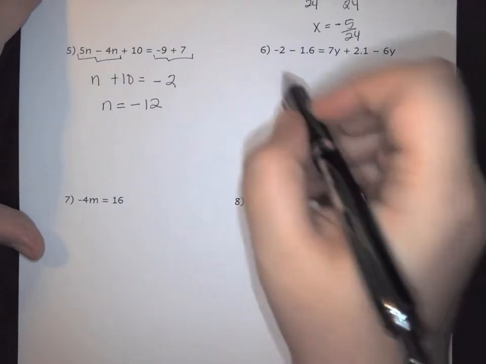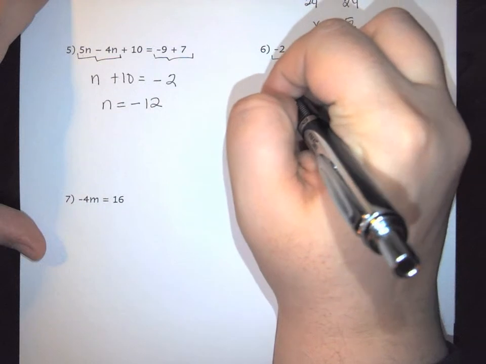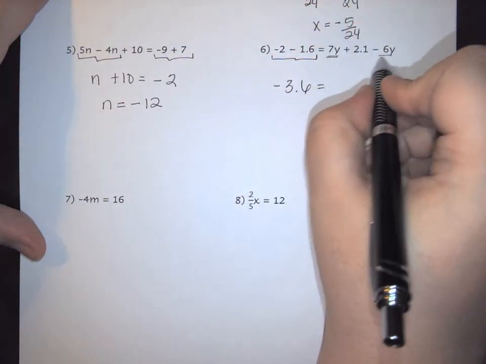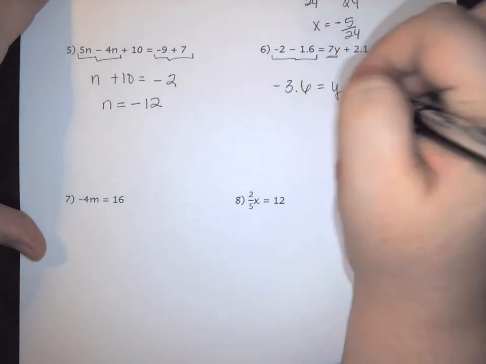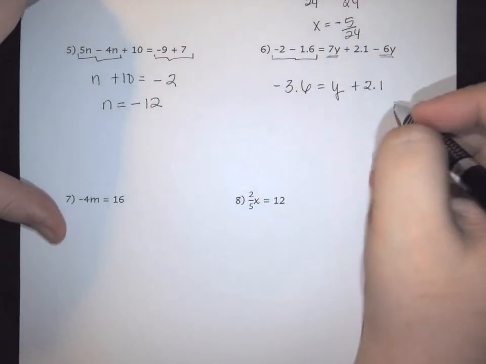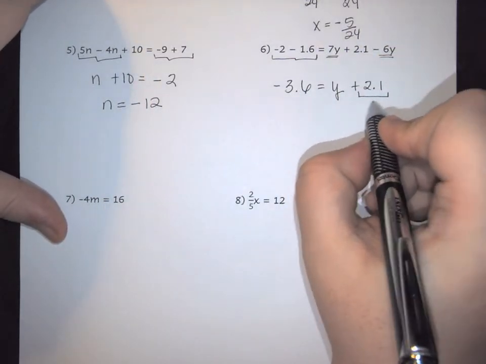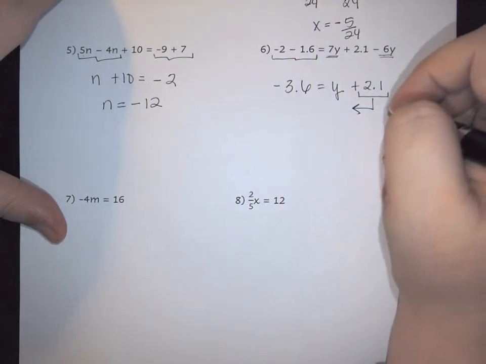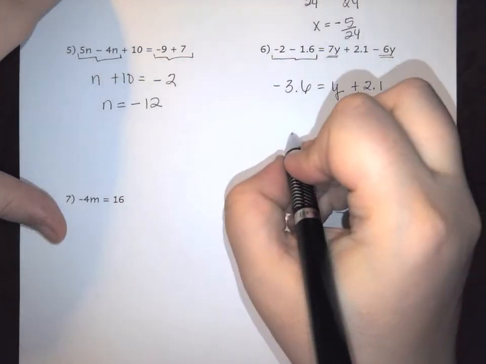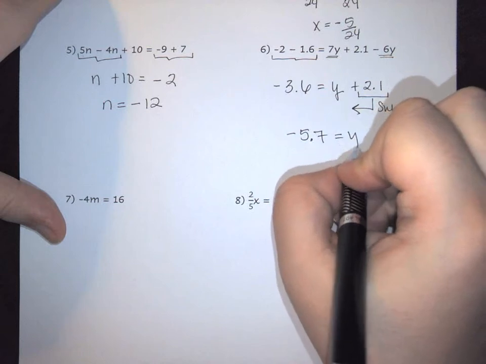Let's try it again. Here, if I combine on my right-hand side, I'm going to end up with negative 3.6 is equal to. I have a 7y and I have a 6y, so when I combine it, I get y plus 2.1. I need to take this 2.1 and move it to the other side. When I shift it across my equal sign, because it's adding, I have to subtract. So in this case, we're going to get negative 5.7 is equal to y.